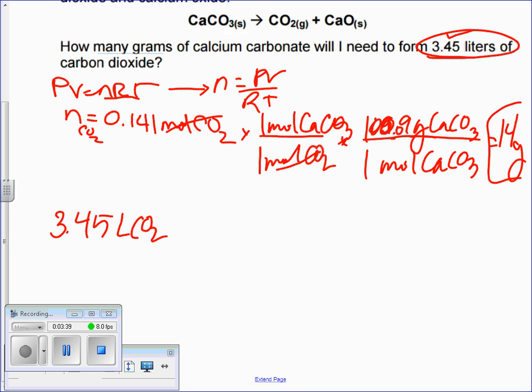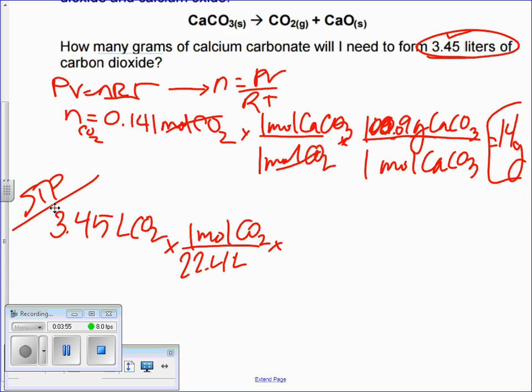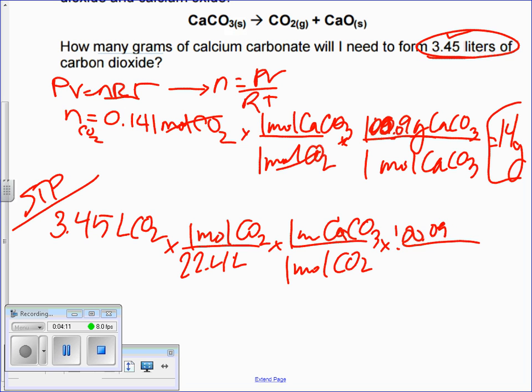My goal is to get from CO2 to calcium carbonate. So I can actually go straight to moles of CO2 if this were at STP. The way I do it is just put 22.4 liters on bottom, 1 mole of carbon dioxide on top. And then the liters would cancel. Not even doing an ideal gas law, I'm already at moles of CO2. And then the rest of it, you just proceed like normal. 1 mole of calcium carbonate on top, 1 mole of CO2 on bottom, and then the last step, the same exact step, 100.09 grams per 1 mole of calcium carbonate. And you would get the same answer.